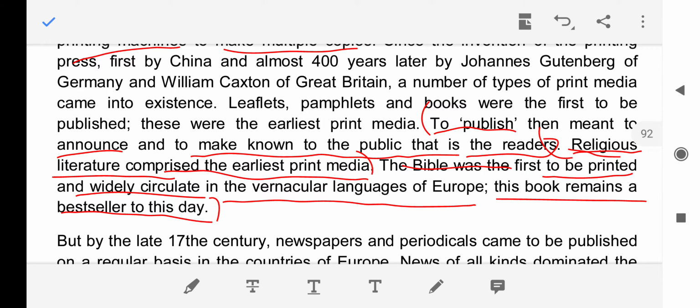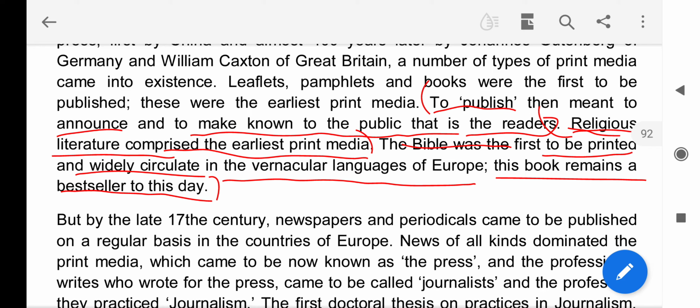This book is the most published book to date, and it is the bestseller, and it was the first book to be printed and widely circulated in the vernacular languages of Europe.